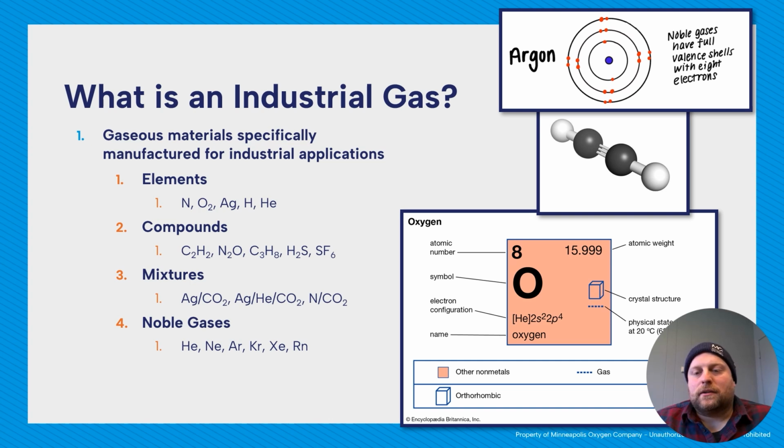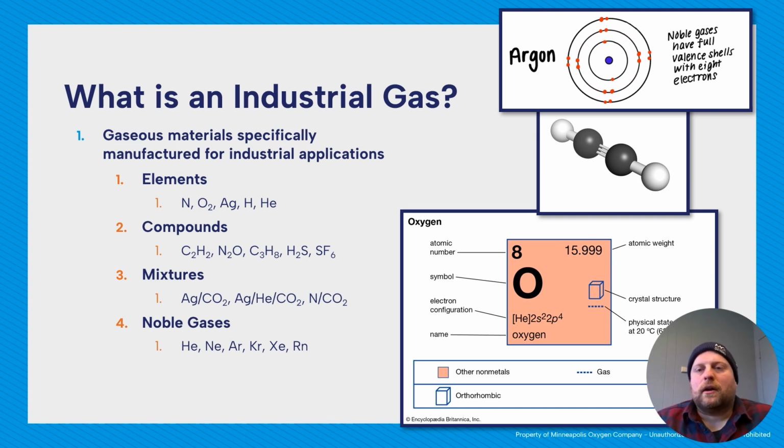So elements are the pure form out in nature. So we have N. I'm going to pause a sec to see if you can guess them. So N is nitrogen, O2, oxygen, Ar, argon, H, hydrogen, and then He, helium. One thing you'll notice is the O2, when oxygen is in its elemental form, there's two of them. That's because oxygen is super reactive.